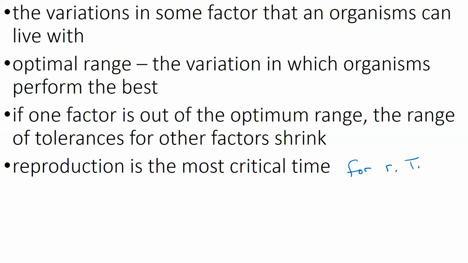So reproduction, raising young, especially during the nursing period in mammals, developing young, pregnancies, and eggs take a huge amount of energy. So they are the most critical time for ranges of tolerance to be as close as possible to the optimum range. That's one of the reasons probably why so many organisms have their young in the spring, because the spring is when everything's growing and there's usually all kinds of food available.